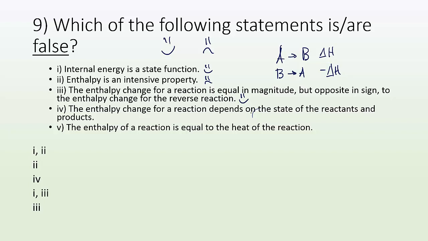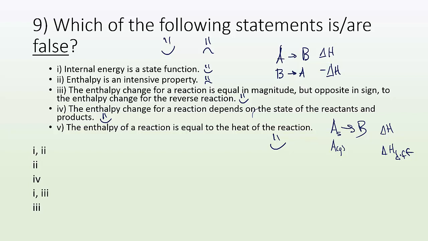4 says the enthalpy change for a reaction depends on the state of the reactants and the products. That is also a very true statement, because if I'm talking about A to B, if A is a solid versus A starting as a gas, you're going to have different delta H values, right? So it does depend on what they start at. And the last one, the enthalpy of a reaction is equal to the heat of the reaction. Yeah, that's just how we use words to describe things.